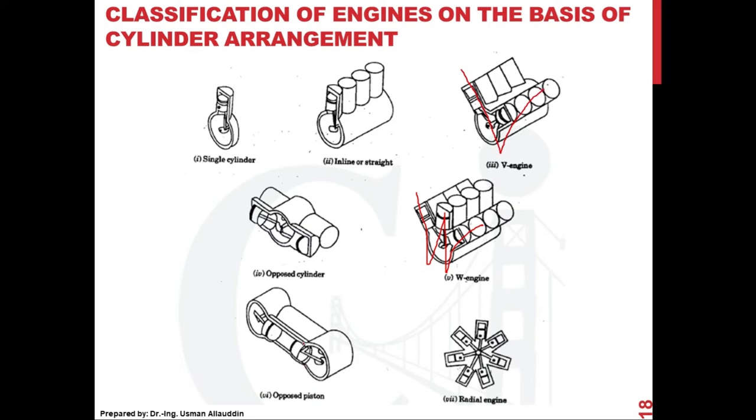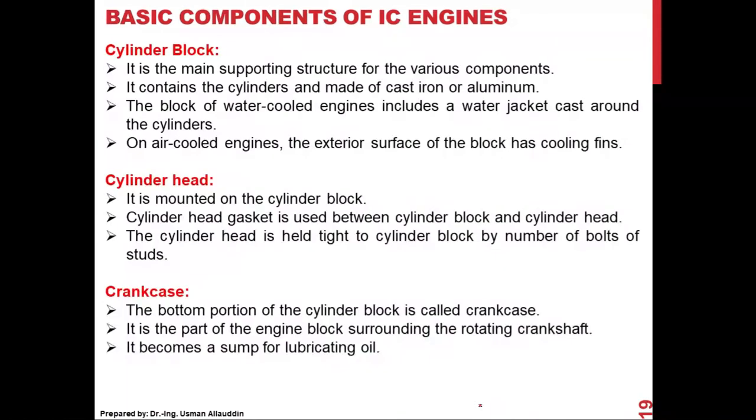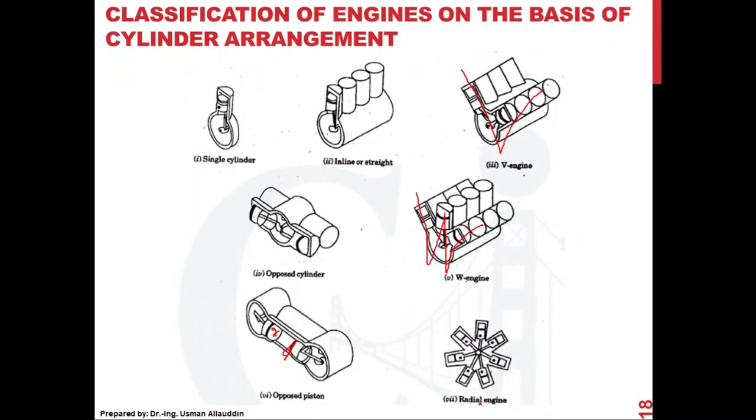Opposed pistons means the two pistons will be opposite to each other. And then we have a radial engine. Okay, at this point we are done with the classification of engines. This is a very simple topic. We discussed different ways of classifying the engines: on the basis of cycle of operation, like Otto cycle or diesel cycle, on the basis of fuel, on the basis of cooling system, on the basis of ignition system, and on the basis of cylinder arrangement.